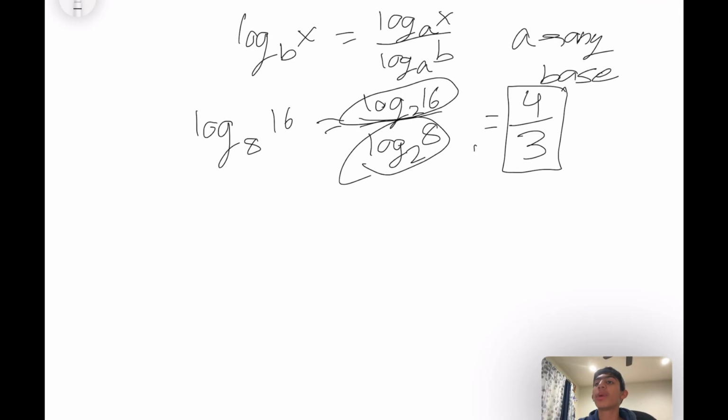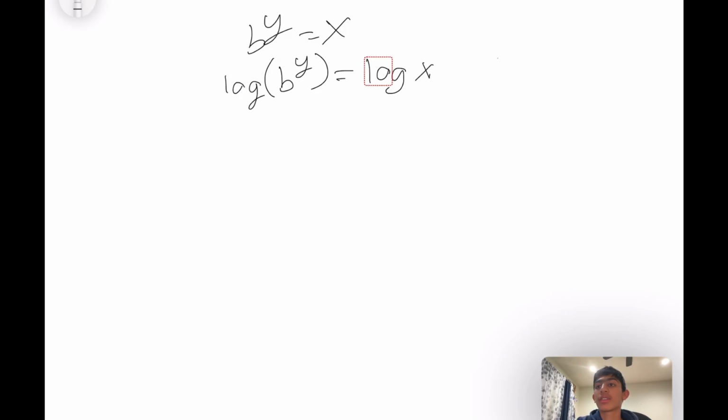Now, some of you might be curious about why the change of base formula works. Let's take b to the power of y is equal to x. So let's first take the logarithm of both sides. So log of b to the power of y is equal to log of x. And note that a logarithm defaults to base 10.